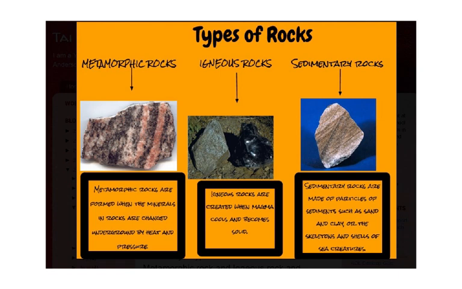So we learned about this yesterday. There are three types of rocks. We've got metamorphic, we've got igneous, and we've got sedimentary rocks. And they all are different, but they are all related to one another. That's why it is a cycle. Just as a reminder, metamorphic rocks are formed when minerals and rocks are changed underground by heat and pressure. They are formed deep within the earth.